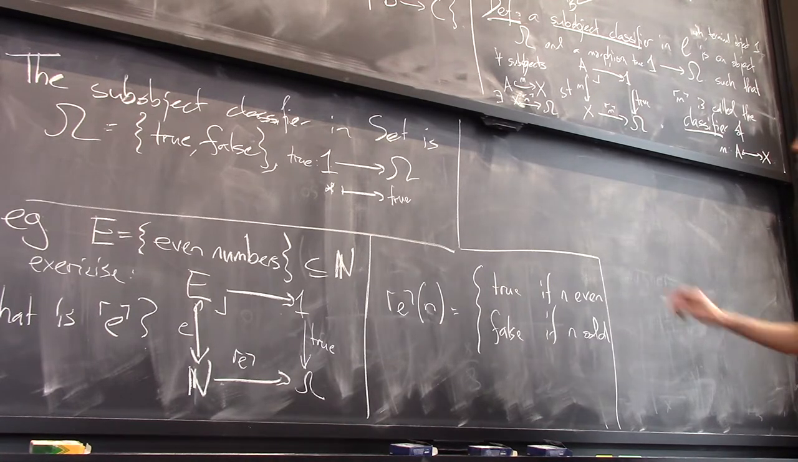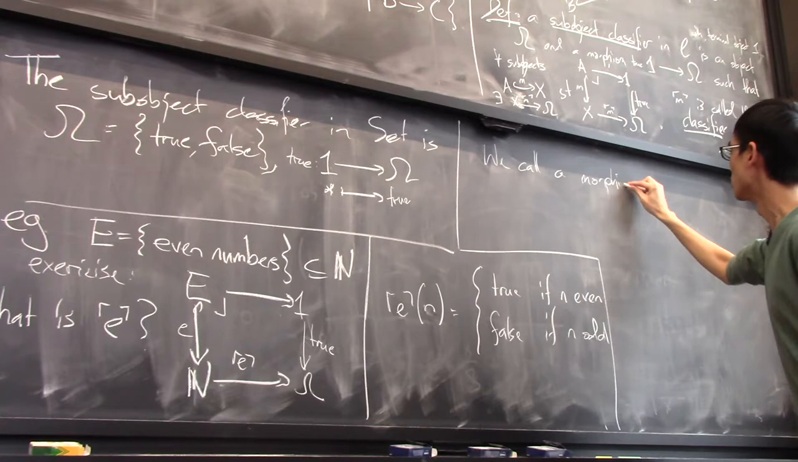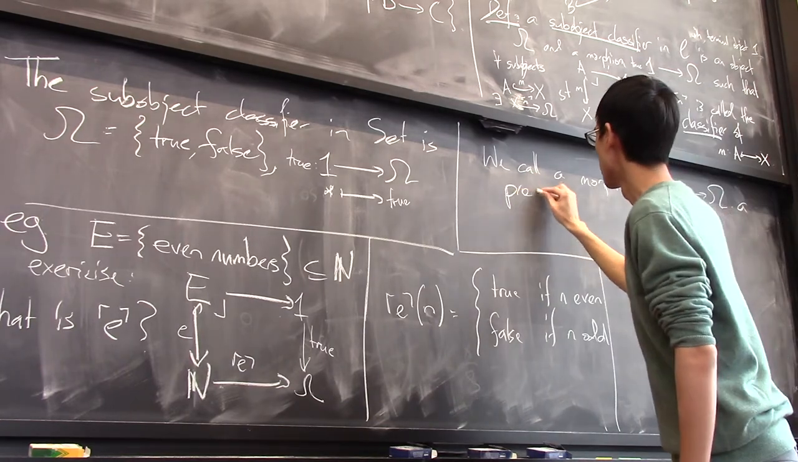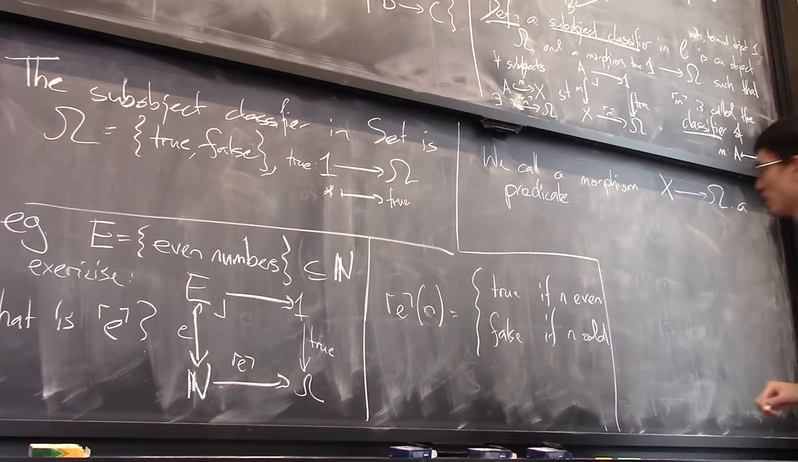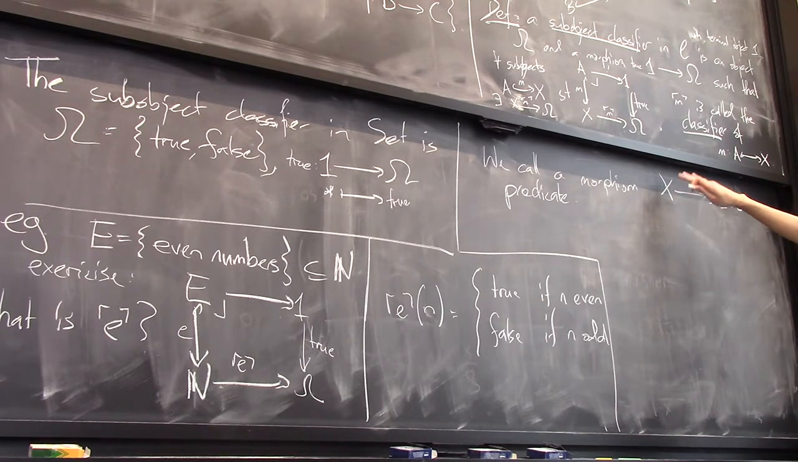So we call a morphism from some set X to the subobject classifier a predicate. And if we think of this in the category Set, what will this thing do? Well, it's going to take every element of X and map it to either true or false. And so if we take the subset of things that are true, then that defines a subset of X. And we can think of this as the basic structure that we can reason with in logic. Somehow, the meaning of a proposition is ultimately just the set of things of which it's true.